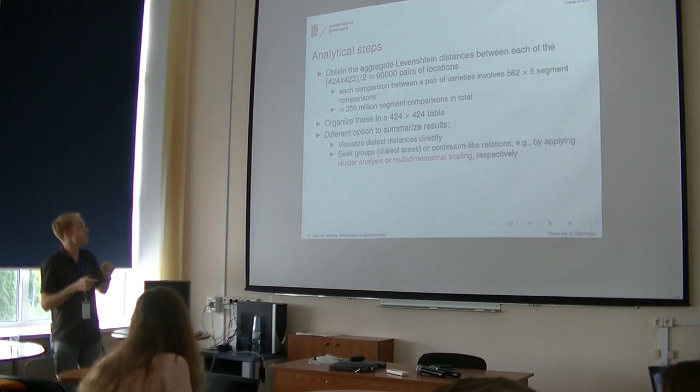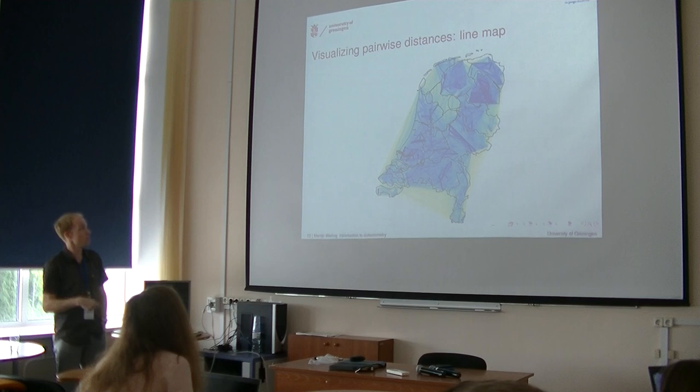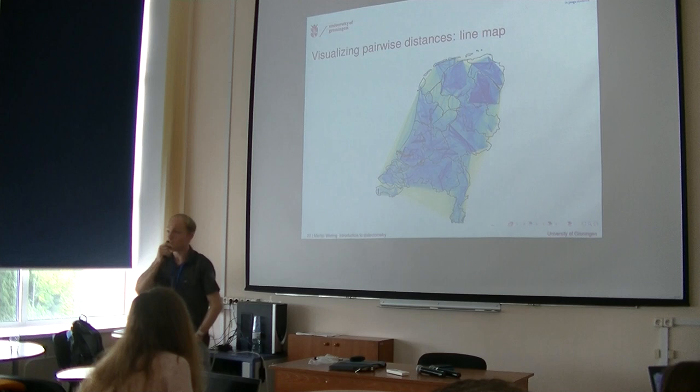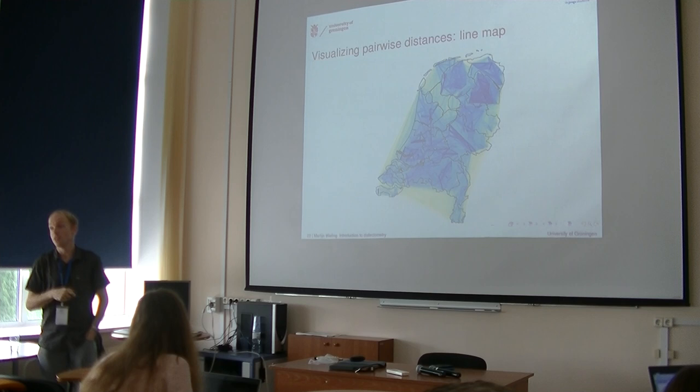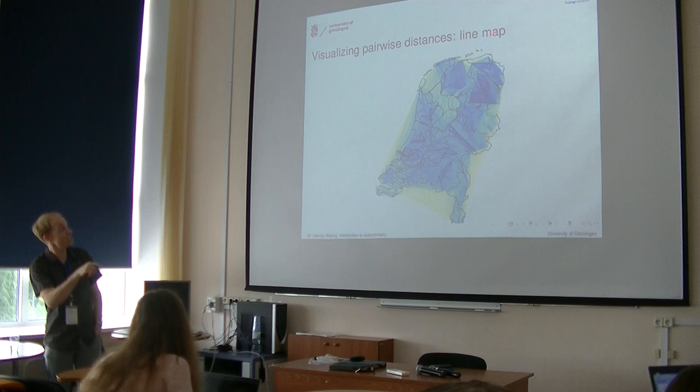So you can visualize all the distances. I have this big table of 424 by 424 locations, and what I'm doing now is drawing a line between every pair of locations. The color of the line indicates how big the distance is. If the distances are large, so they're not very similar, the line is yellowish. If they're very similar, the line is very dark. In this way, you can see some kind of grouping emerge. You see that these are very highly connected.